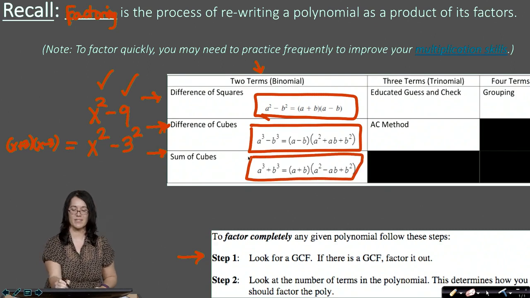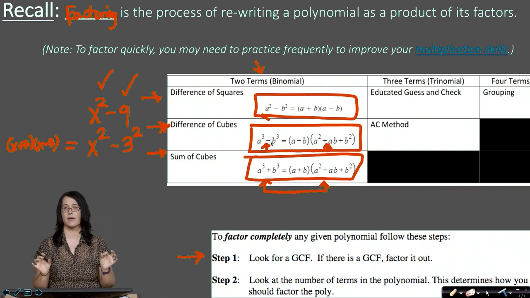The sum of cubes works exactly the same way, but the only thing different is the signs in the middle. So you'll notice that both of these formulas are identical except for the signs in the middle. They have to be opposite there so that the middle terms do cancel. All right, so we're going to focus on those special binomials in this video.